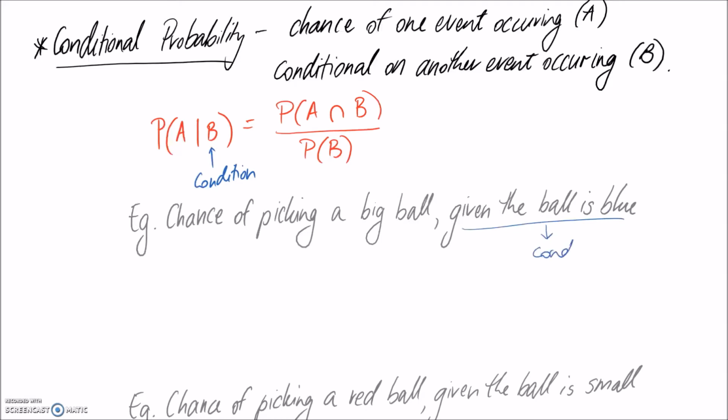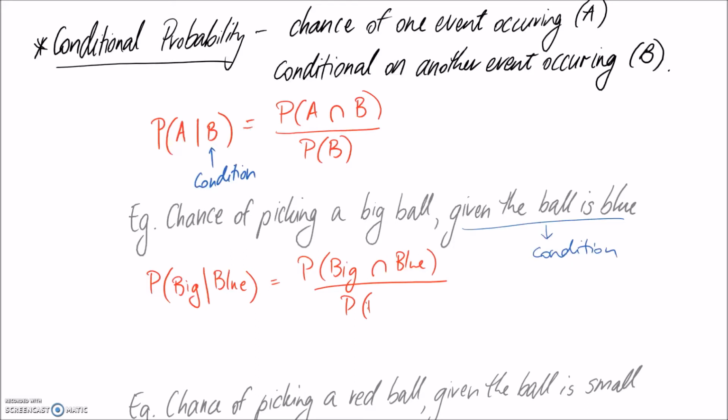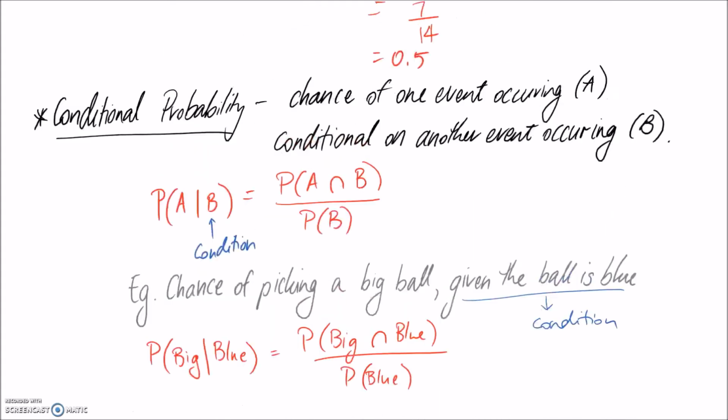Okay, so when we write this out in our mathematical notation, we need to make sure that the blue condition is the second one here. So we're looking for the probability of picking a big ball conditional on it being blue. And we can put that in here. Right, so we've already done this one before. This is the intersection of big and blue.